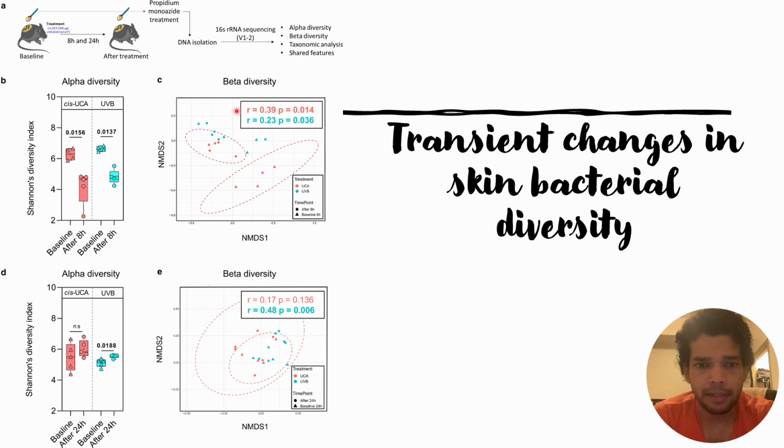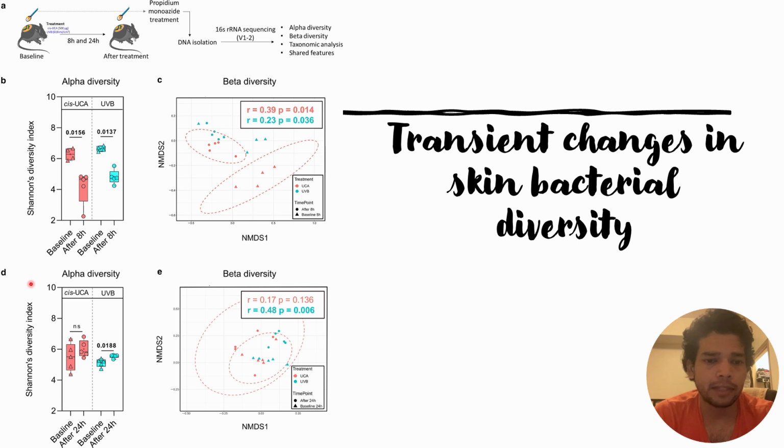And when they check the beta diversity, here also the changes are quite significant at 8 hours, and they can see that two different clusters are formed. The R value for the cis-UCA treated mice is around 0.39 and the p value is 0.014, whereas for the UVB exposed mice the R value is 0.23, indicating that the cis-UCA treated mouse models show more diversity compared to the UVB exposed mouse models.